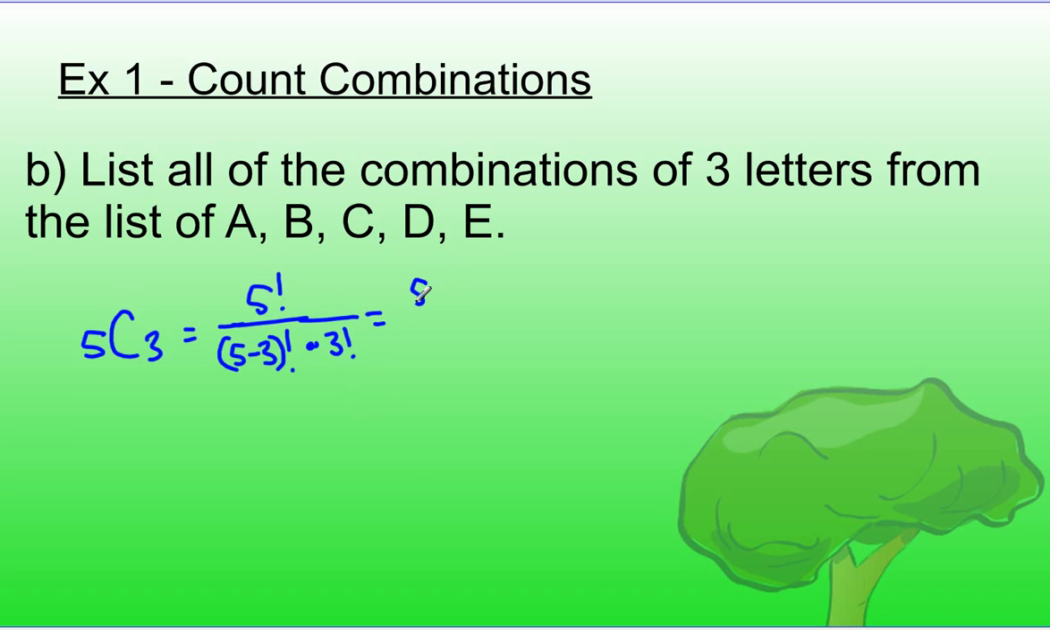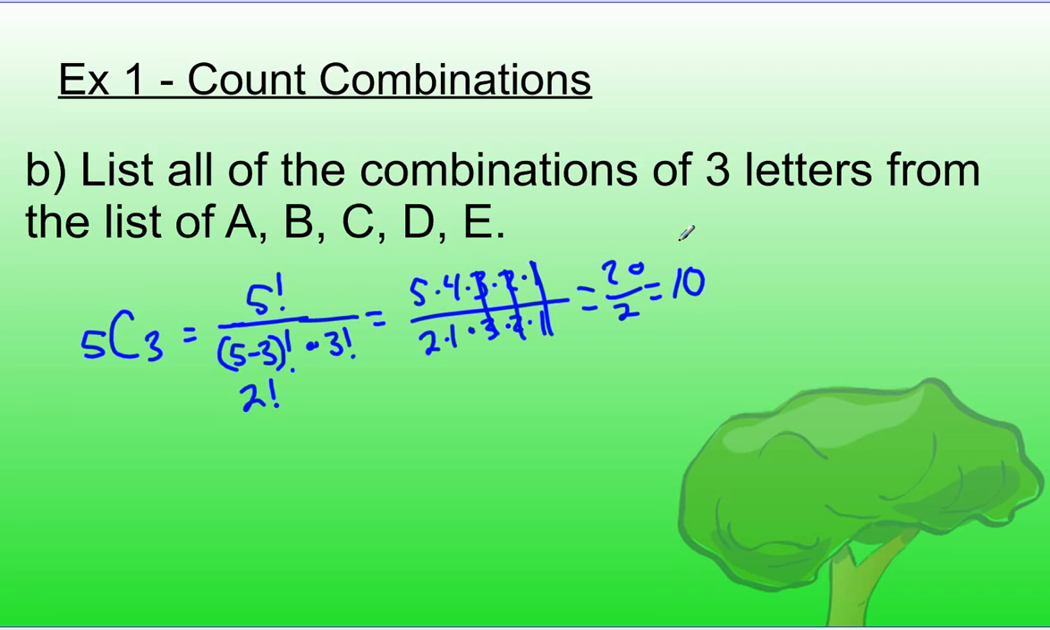So that gives you 5 times 4 times 3 times 2 times 1 over, that's 2 factorial, so 2 times 1, times 3 factorial, 3 times 2 times 1. So cancel, cancel, cancel. You're left with 20 over 2, which is 10. So there should be 10 different ways to choose 3 letters out of those 5.